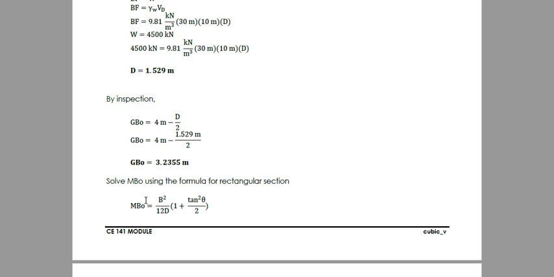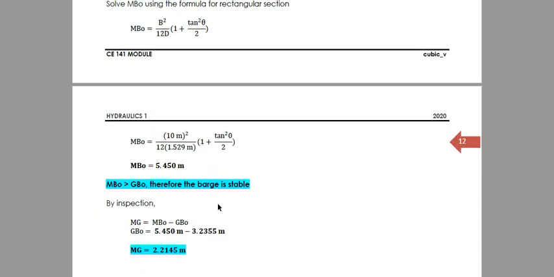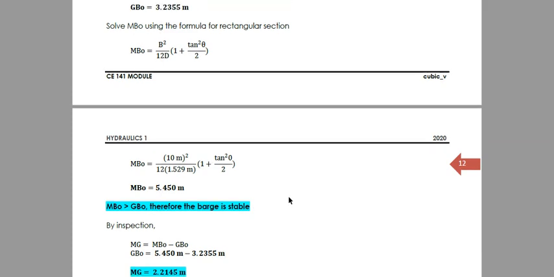What will change here is the value of B. Of course, theta would still be 0. There's no angle of tilt. So MBO is equal to 5.4545 meters. B now is 10; earlier it was 30 meters, now it's just 10 meters. So MBO is 5.450, still greater than GBO at 3.2355 meters. So it's still stable along the short center line.